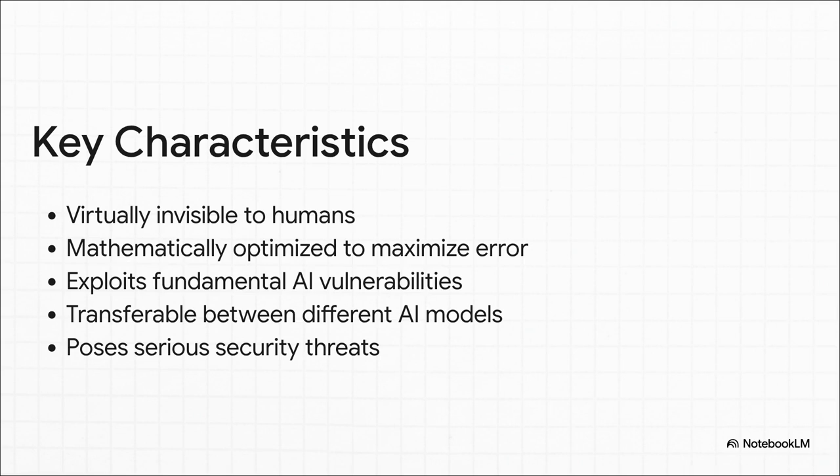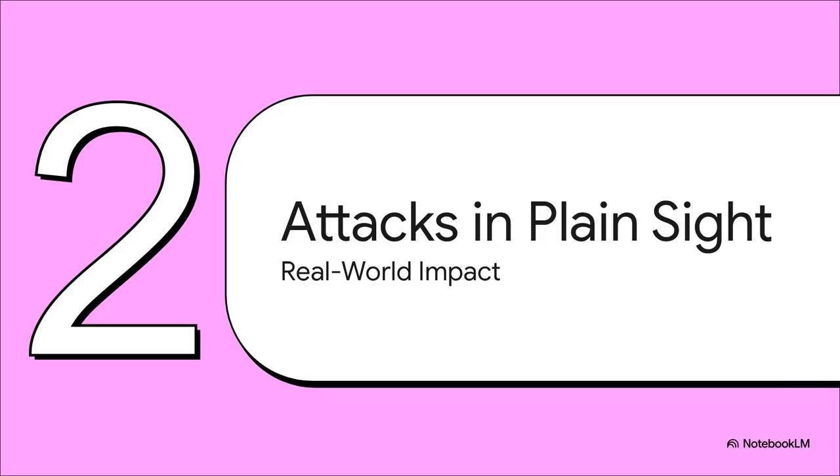And here's the part that's really alarming. It's transferable. That means an attack designed to fool, say, Google's AI could very well work on a totally different model built by someone else. That's a huge problem. And look, this is not just some theoretical thing stuck in a university lab. These kinds of attacks have serious, real-world consequences.